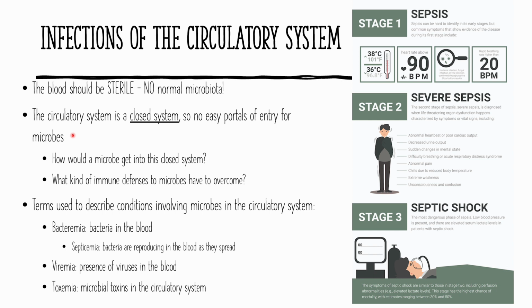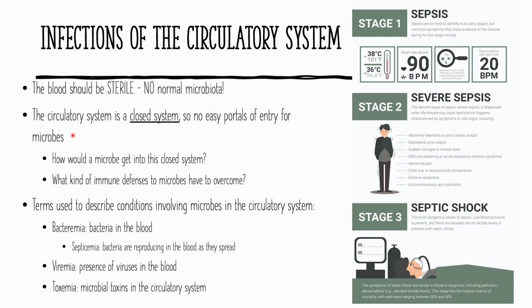So how would a microbe get into this closed system, and what kind of immune defenses do microbes have to overcome in order to infect this system? Well, one, to get into this closed system, it would have to be able to get access most often by some type of open wound. So when you have an open wound, a pathogen has direct access to your circulatory system at that point. So it's past that first line of defense of your skin and mucous membranes.